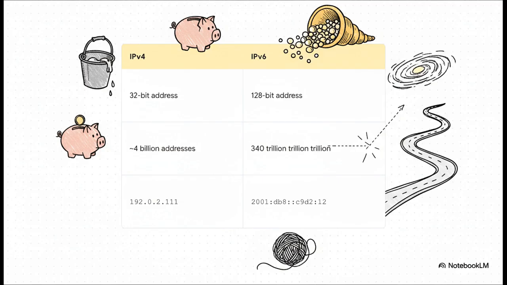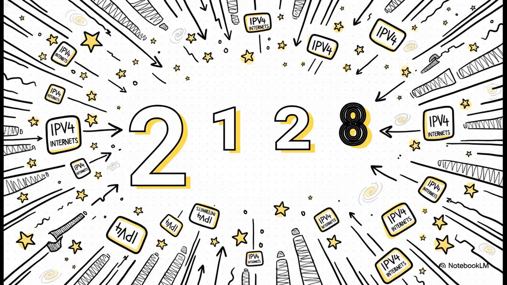The solution is IPv6, which uses 128-bit addresses. And the jump in scale here is, well, it's pretty hard to comprehend. Just to try and put this into perspective, 2 to the power of 128 is 340 trillion.